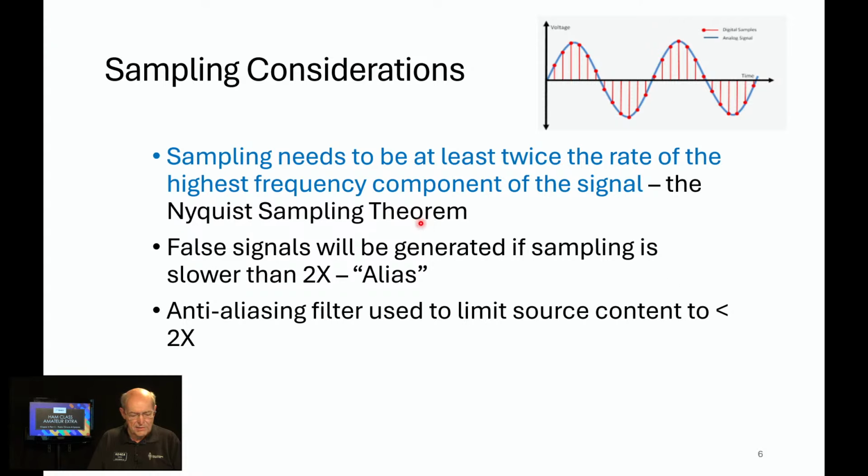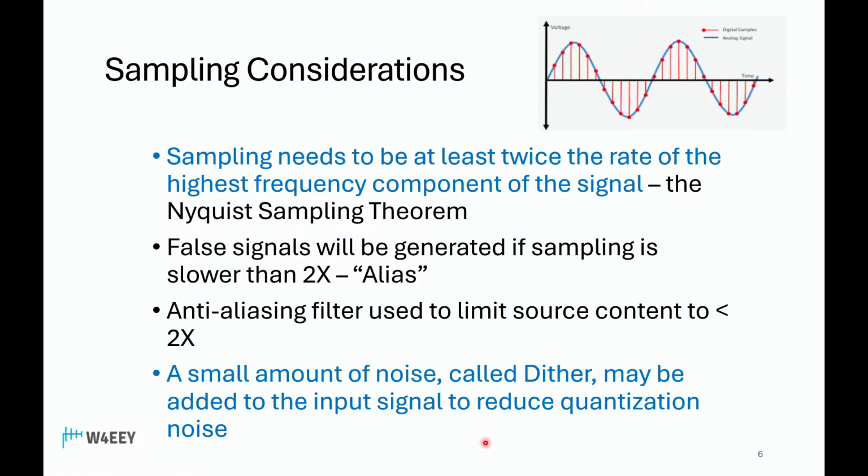Now, the reason that the Nyquist sampling theorem is important is that false signals will be generated if sampling is slower than 2 times. Those are called the alias frequencies. And we'll have a diagram of how those work coming up. So it's important, if we're going to be digitizing something into the front end of a radio, that we make sure that the frequencies above what we're interested in are being filtered out. And that's done with an anti-aliasing filter to make sure that we're going to keep our digitized content at less than 2 times our sampling frequency.